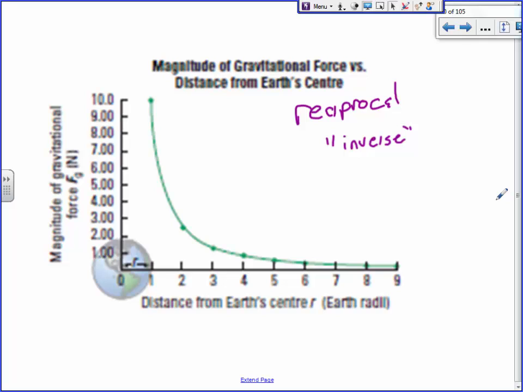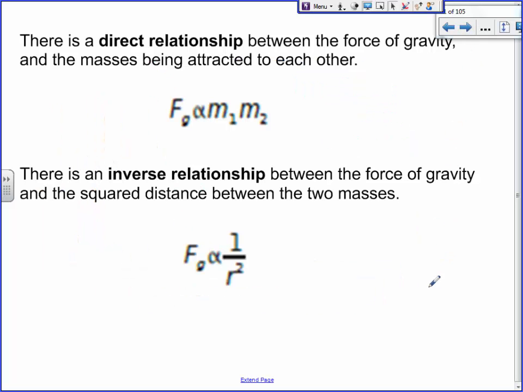This is the sort of thing like, I think I've actually shown you this before. It's like a seesaw. When one goes up, the other goes down. That makes sense? So when the amount of distance goes up, the amount of force goes down. When the amount of distance goes down, the amount of force goes up. Does that make sense?